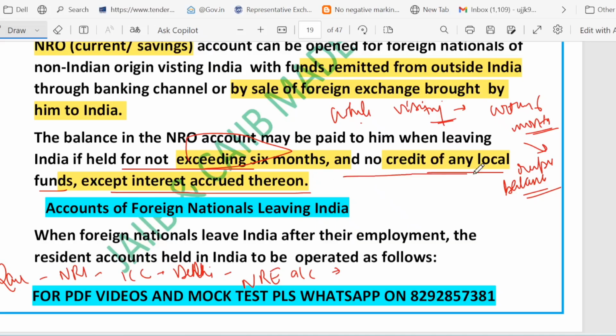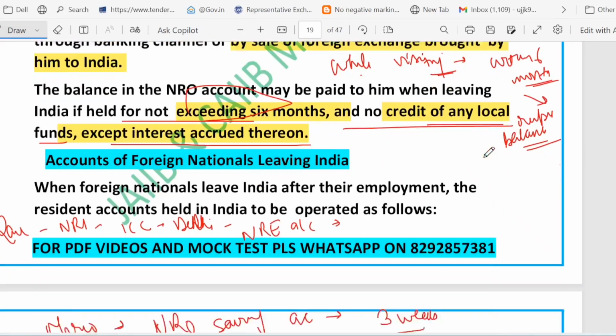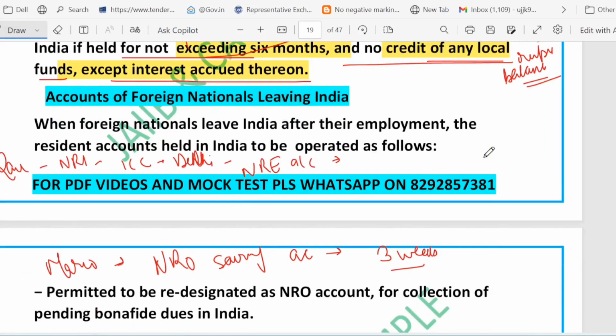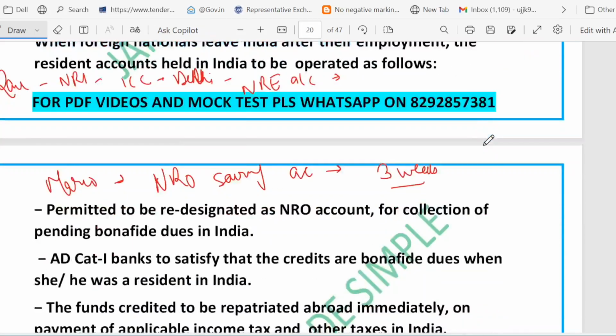And local credit, I told you, which means that a visitor's NRO account cannot be credited with local Indian funds. Only interest is allowed. Like suppose a tourist deposited his money, converted it to forex, and withdrew it on departure, and I use ICC, right? So I hope it is clear till now.